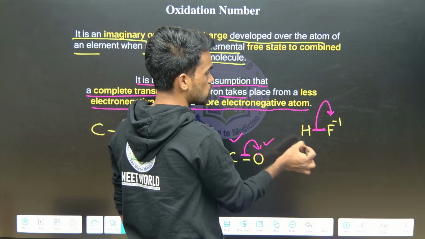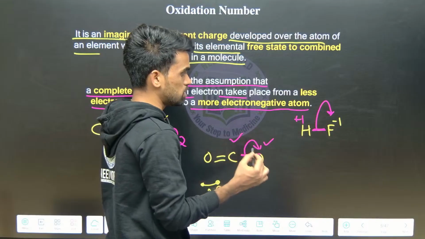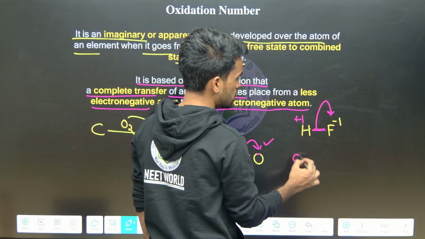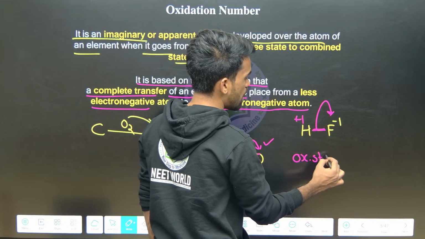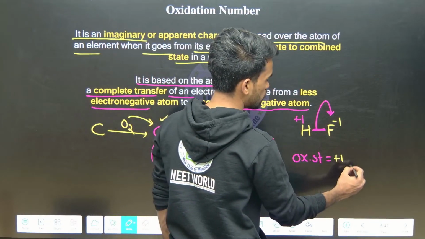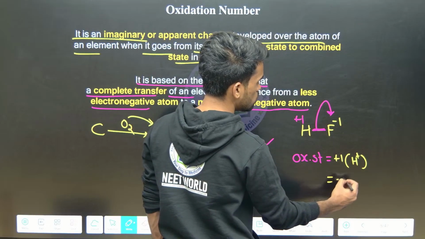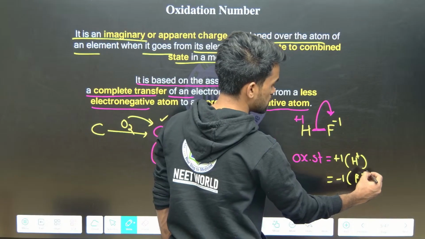Then what about the charge on hydrogen? It should be plus 1. So hydrogen with plus 1, fluorine with minus 1. What are the oxidation states of hydrogen and fluorine here? For hydrogen it will be plus 1, like H plus, and for fluorine you should write minus 1, that is F minus, like that.